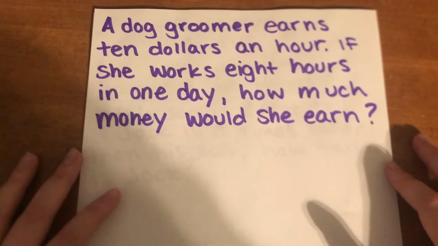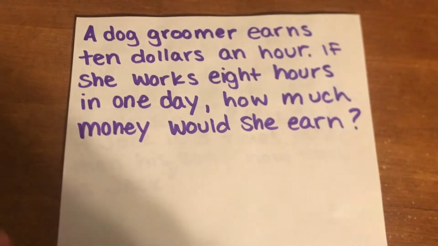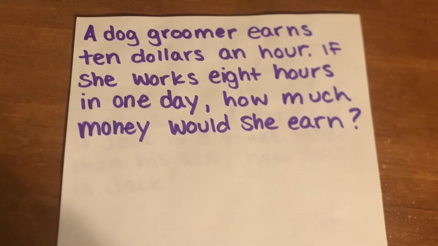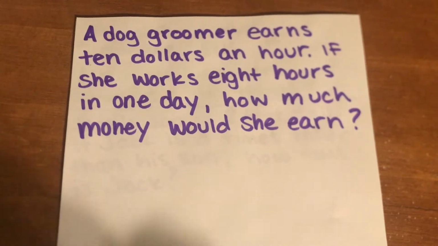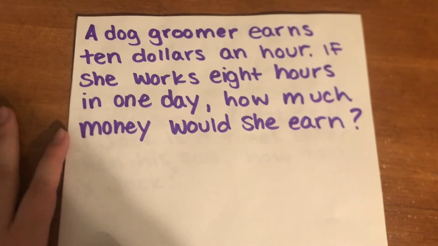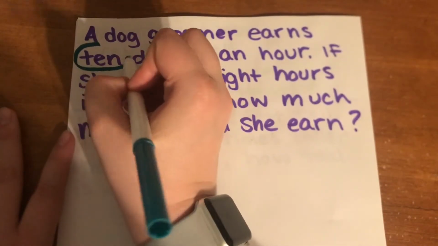Okay, so we're going to jump right into solving this problem here. And we're going to start by spotting some keywords. So, it says a dog groomer earns $10 an hour. If she works 8 hours in one day, how much money would she earn? Not seeing any of those keywords, but there's a lot of clues here to tell us what kind of problem this is. So, first of all, I'm going to go ahead and circle the numbers here.